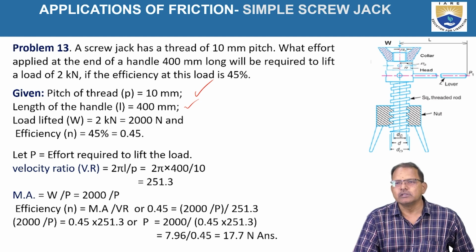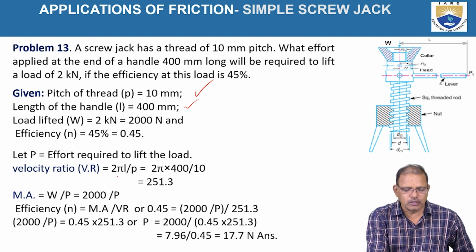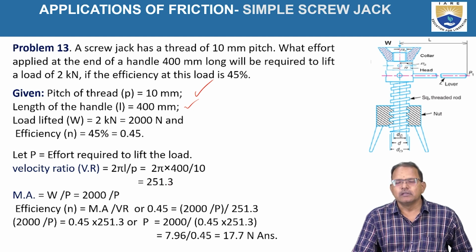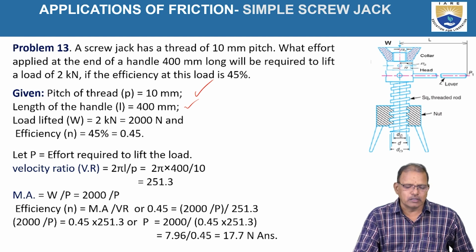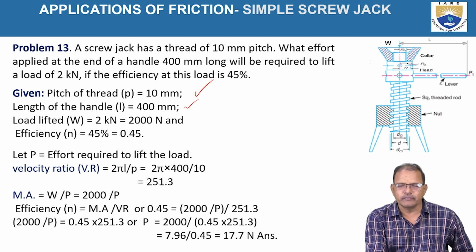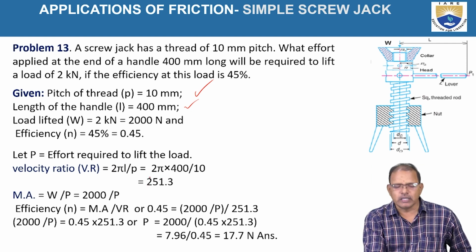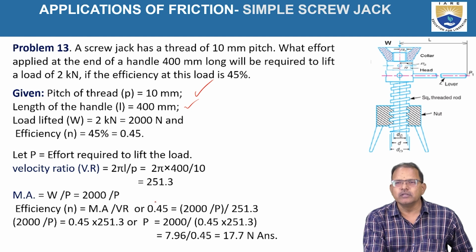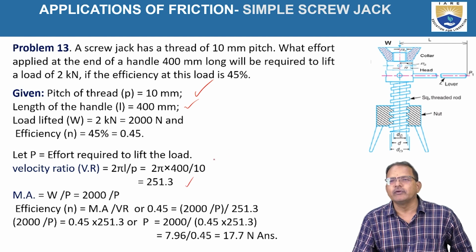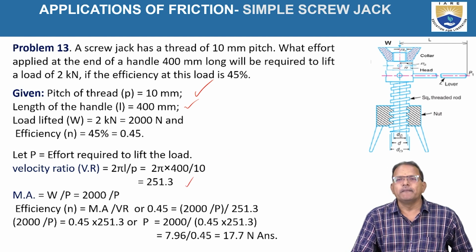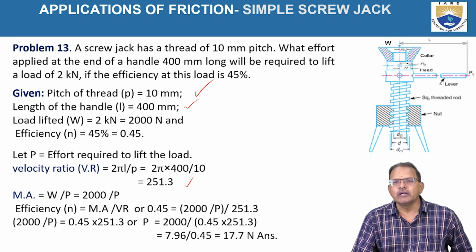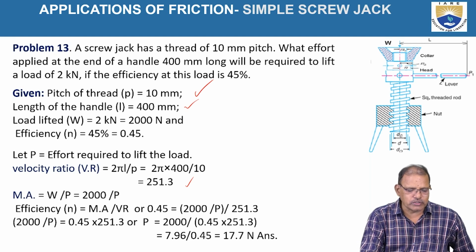The velocity ratio is equal to 2 pi L divided by p, that is the distance moved by the effort to the distance moved by the load. The distance moved by the effort in one cycle is 2 pi L. When it rotates one entire cycle, the load moves a distance of one pitch only, that is p. So it is equal to 2 pi into 400 divided by 10, which is 251.3. Mechanical advantage is equal to the weight lifted divided by the effort applied, which is 2000 divided by P.